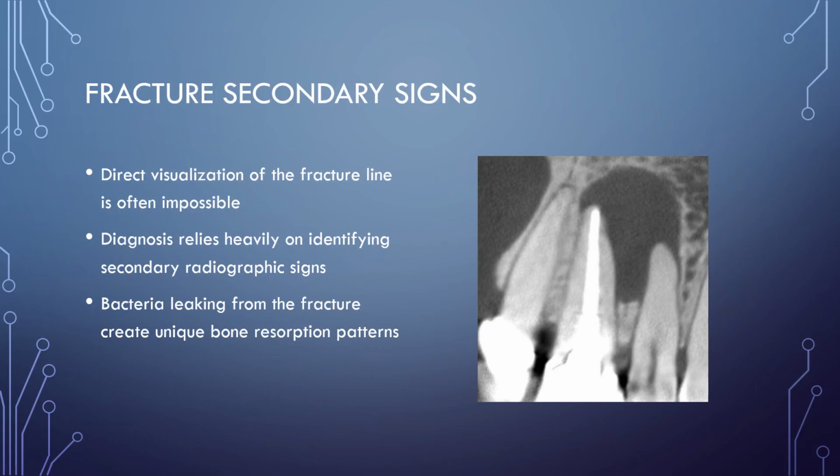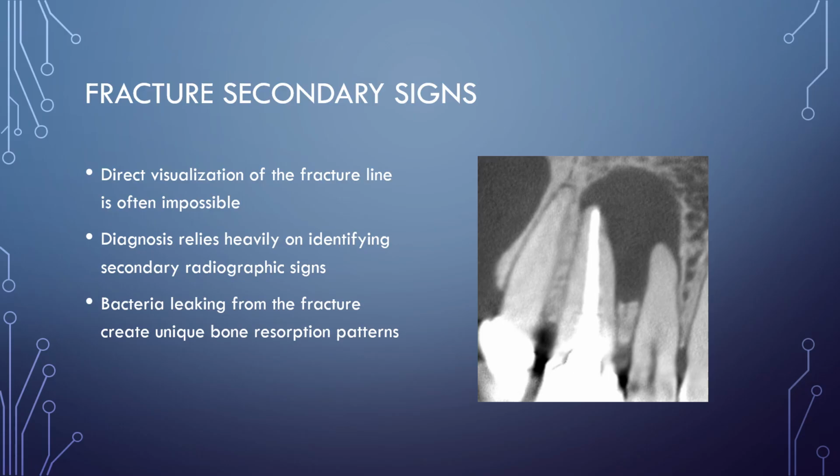Because directly visualizing the microscopic separation of a vertical root fracture is so frequently impossible, you must shift your diagnostic strategy. In practice, the diagnosis of a vertical root fracture is most often made by identifying its secondary signs, which refers to the highly specific pattern of bone loss it creates.